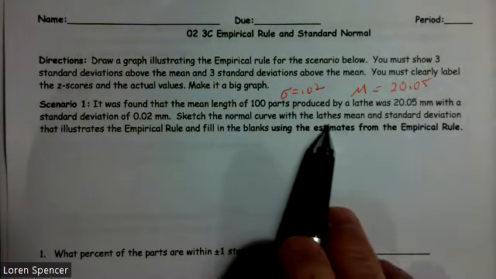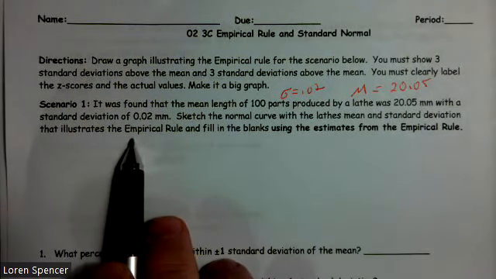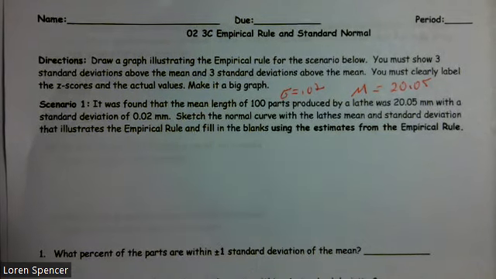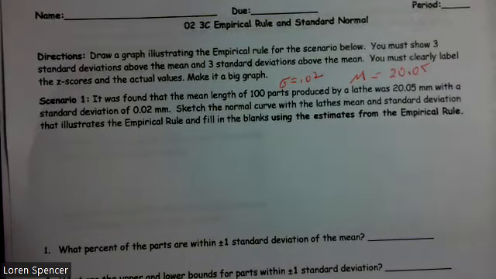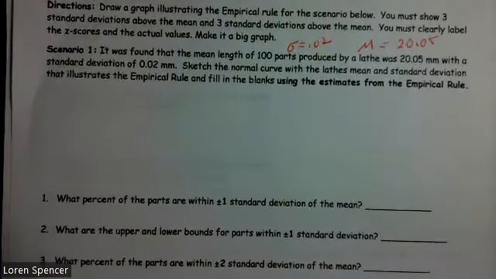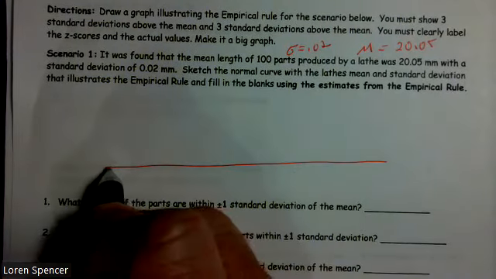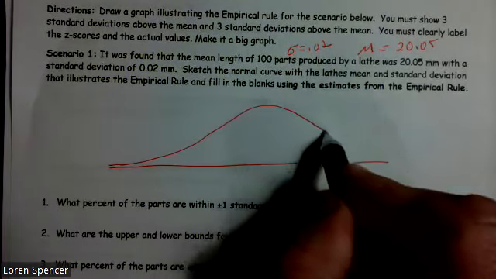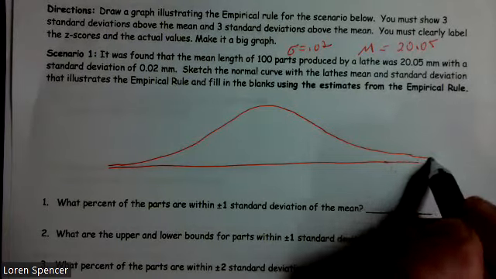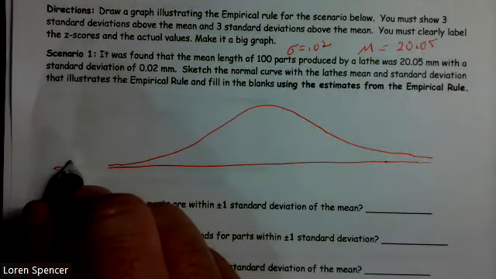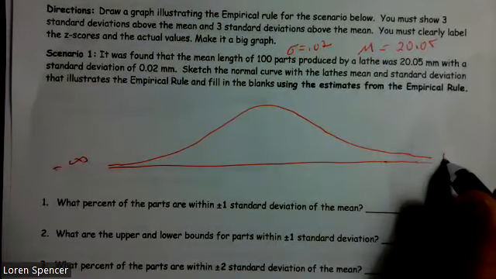Sketch the normal curve with the mean and standard deviation that illustrates the empirical rule. We have to remember the empirical rule only applies to the normal distribution. It does not apply to any other distribution. So it only applies to the normal. So here we go. We're drawing our normal. We need to make it large so we can get all of our labels in. We need to remember that this goes from negative infinity to positive infinity.